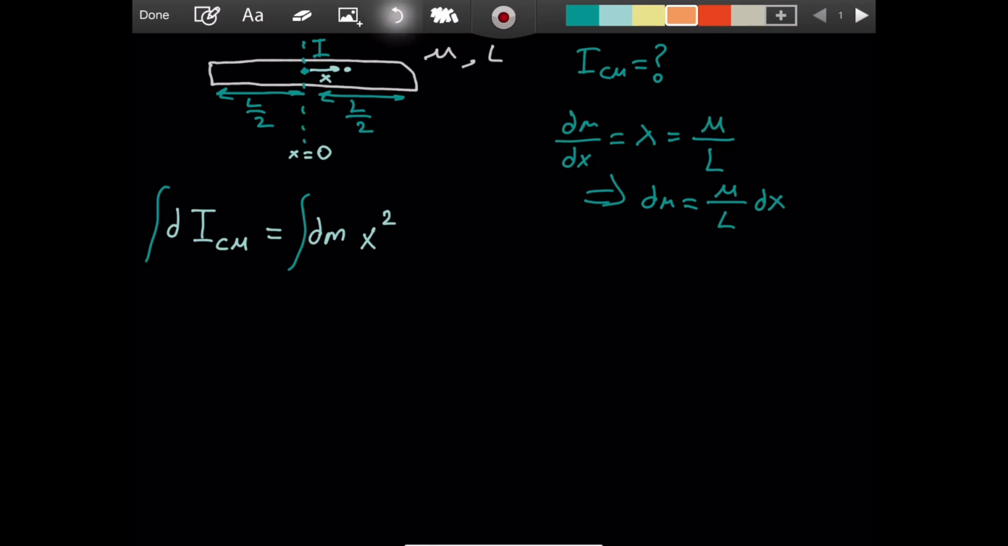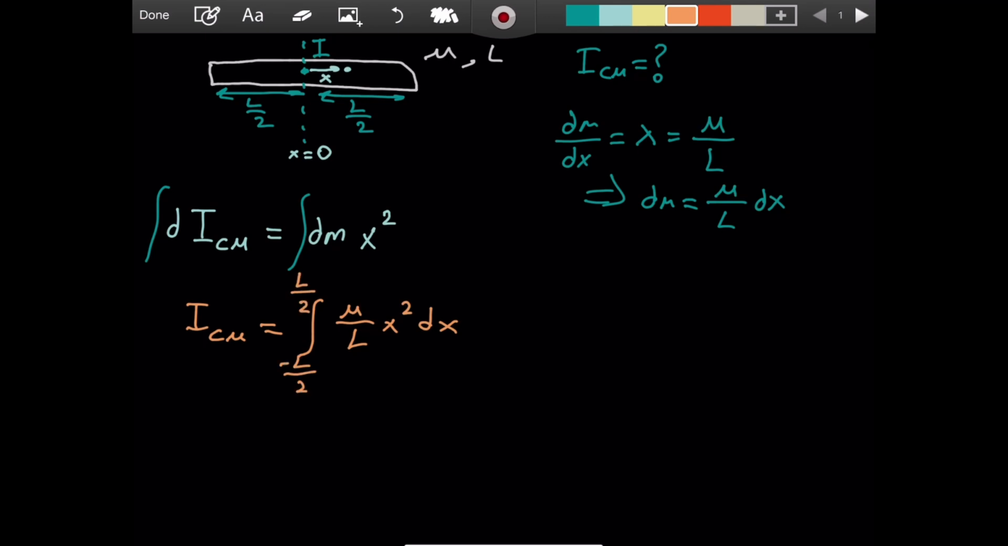Let me write it on a new line. On the left, from the integral, we will have the center of mass moment of inertia, and on the right, we now have M over L x squared dx. Now it makes sense to put the boundaries. What will the boundaries be? From 0 to L, right? No, this is not correct. This does not work. The boundaries will be from negative L over 2 to L over 2.